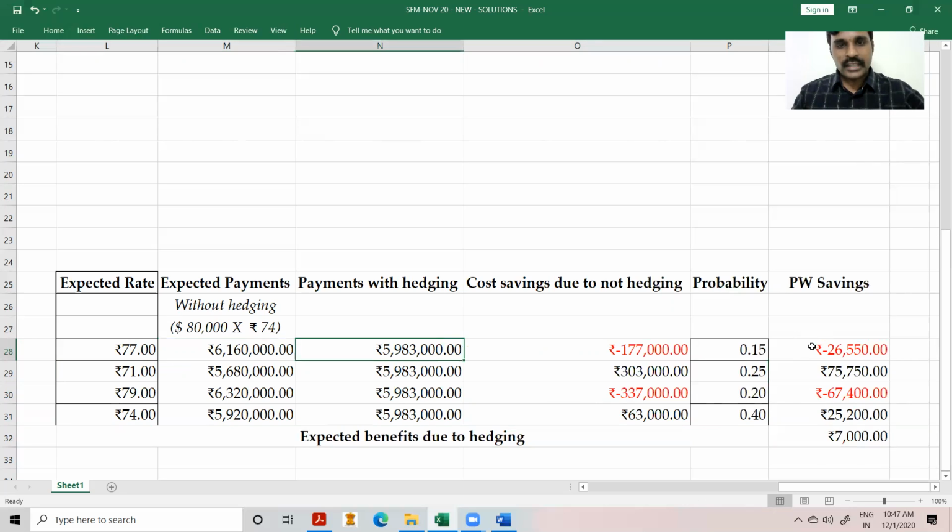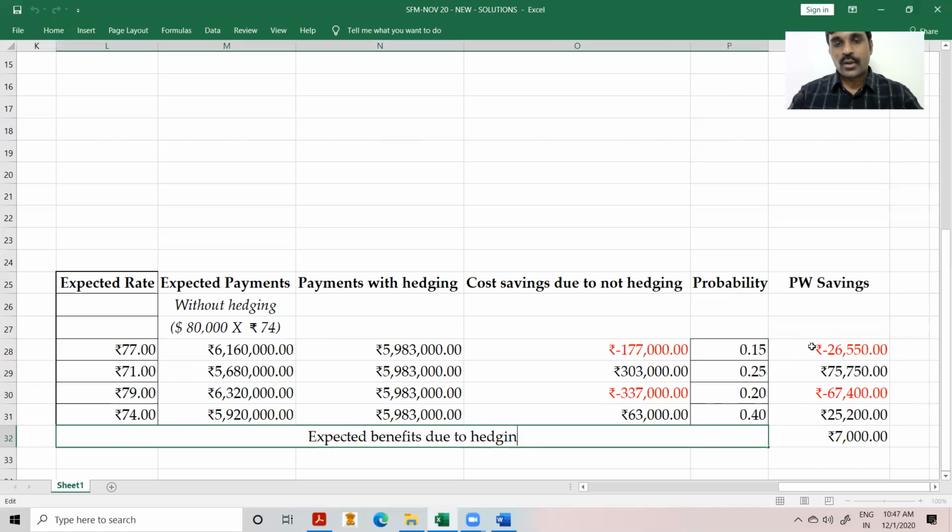What are the cost savings due to not hedging? Look at this. With the hedging, we got this payment. Without hedging, we got this payment. Therefore, here we got the excess amount, and here we got the lesser amount. The expected benefit due to not hedging is rupees 7,000.